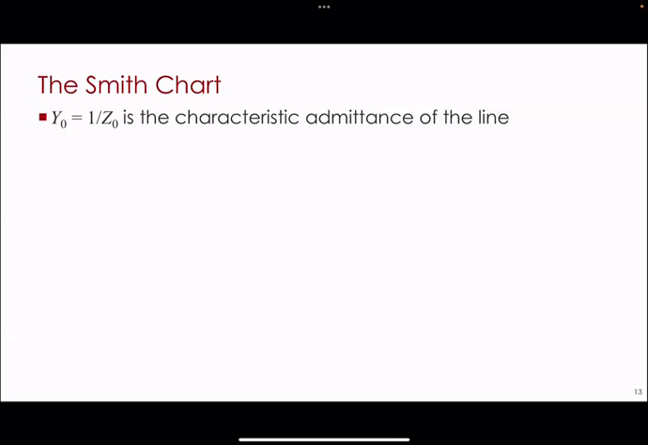Where y naught's just 1 over z naught. So if z naught's 50, it's just 1 over 50. So we just divide everything by that, okay?